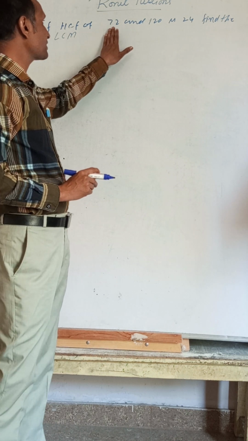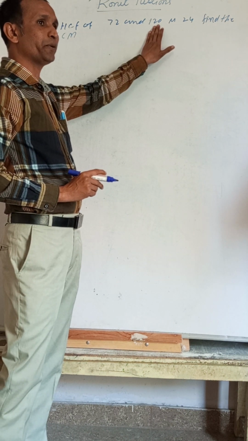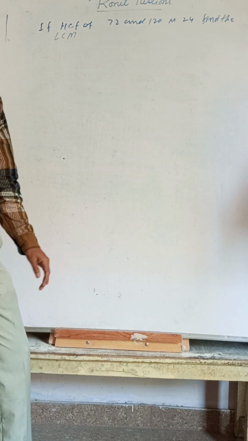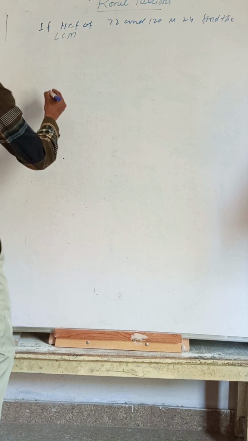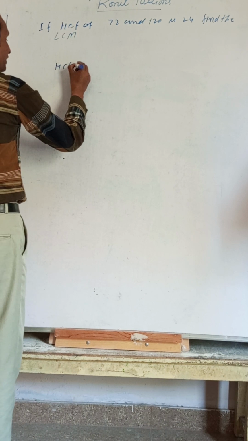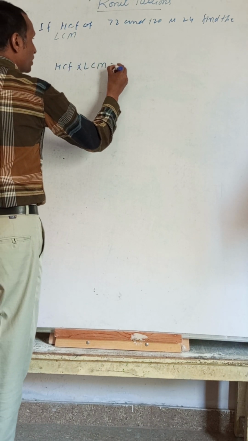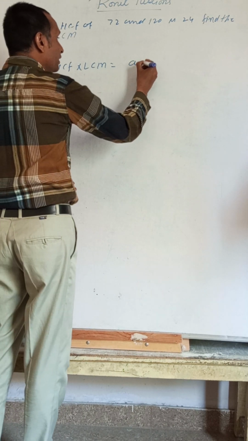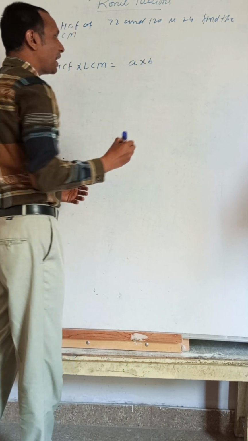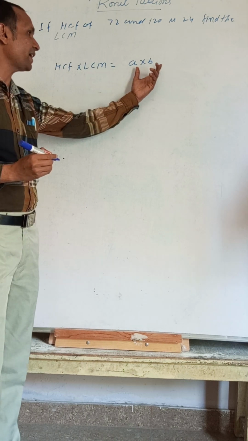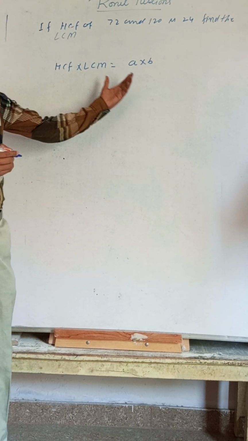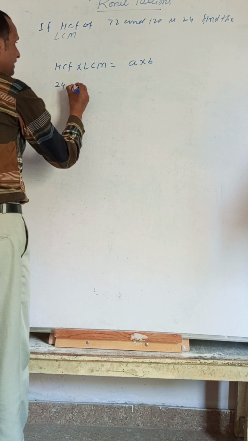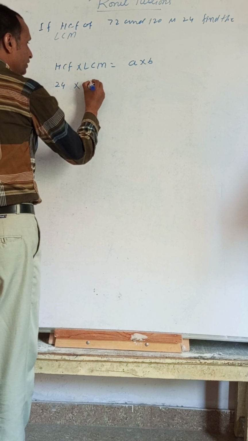Two numbers are given: number 1, A, is 72 and B is 120. The HCF is given as 24, and we are going to find the LCM. We know that HCF into LCM is equal to the product of the first number and the second number. If we write it that way, the equation balances.